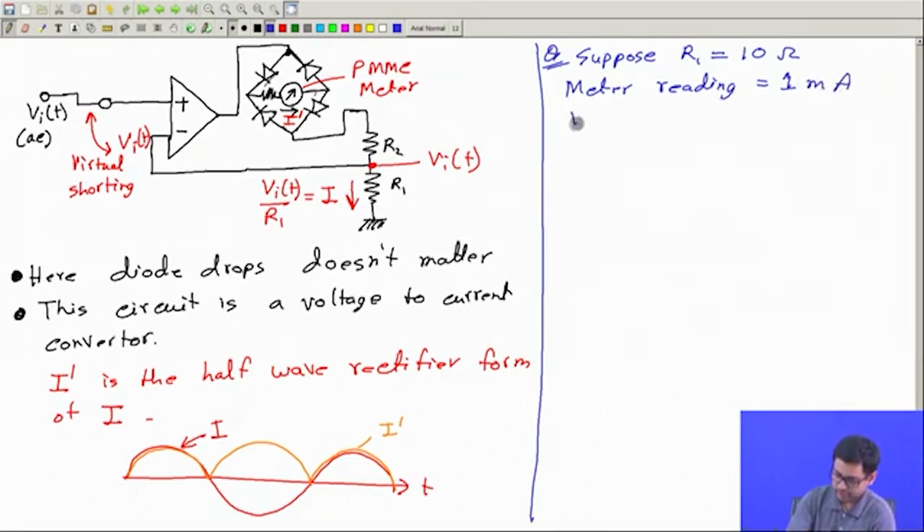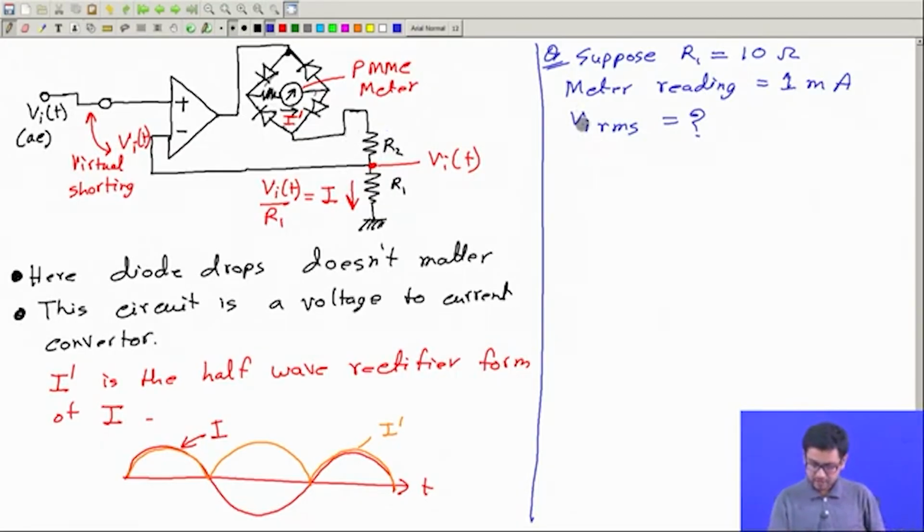then Vi RMS is equal to how much? So this is the question. We have the circuit and the circuit parameters are given. The R1 value is given, the R2 value is not given, but we shall see R2 is not required.